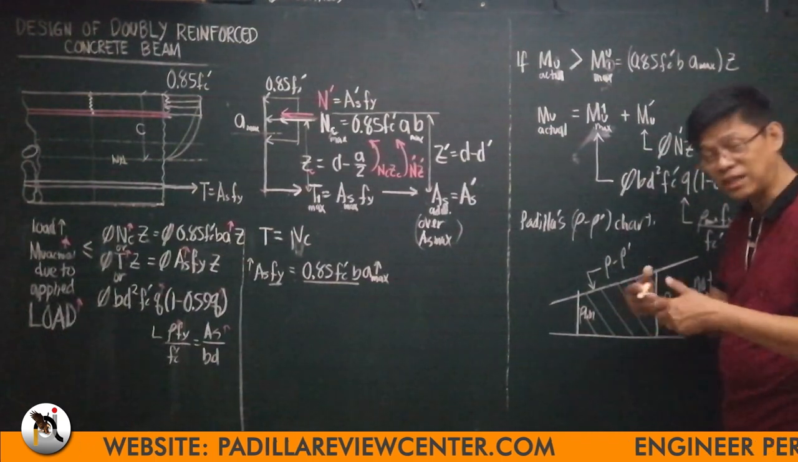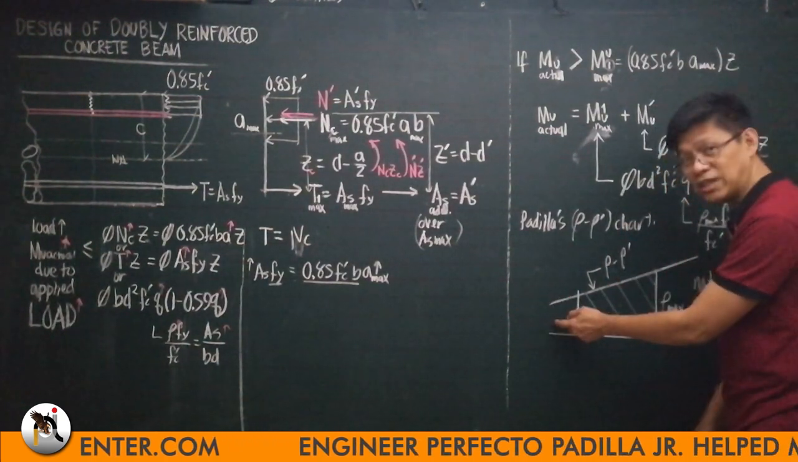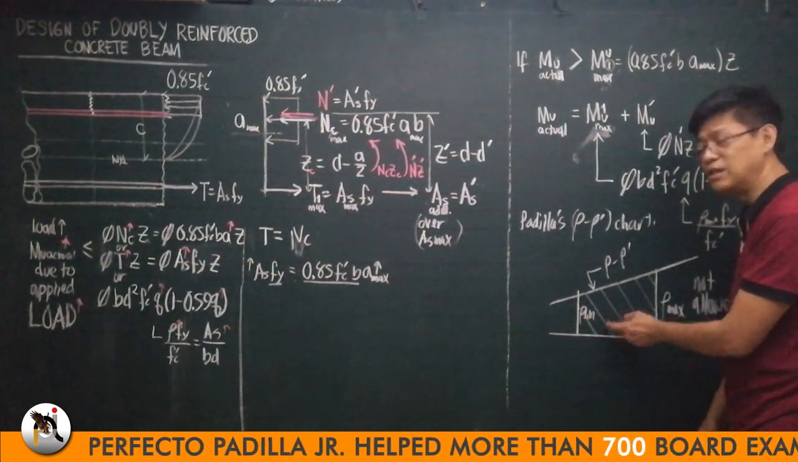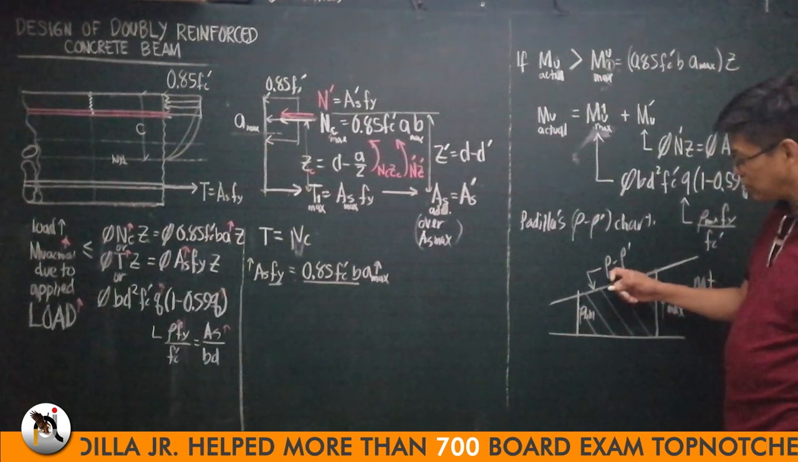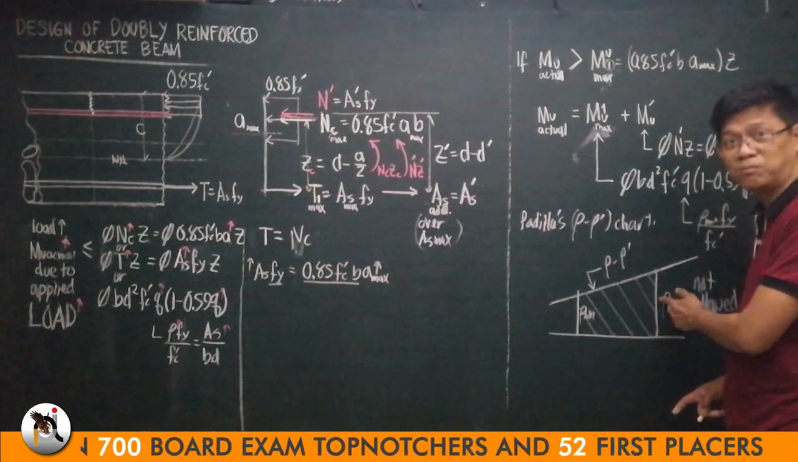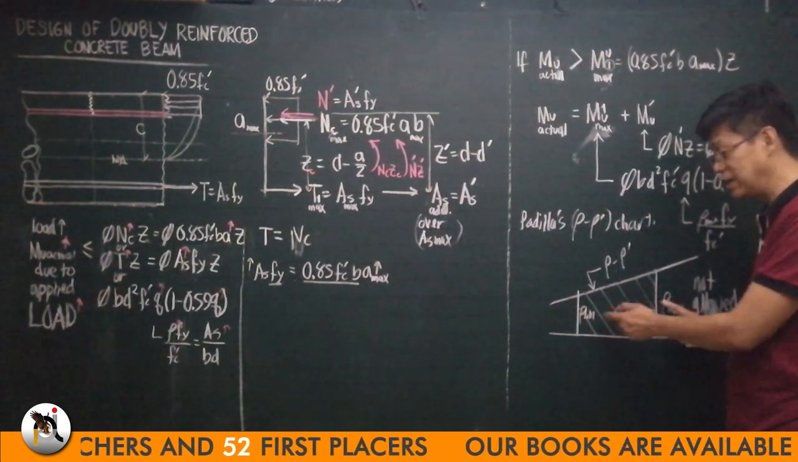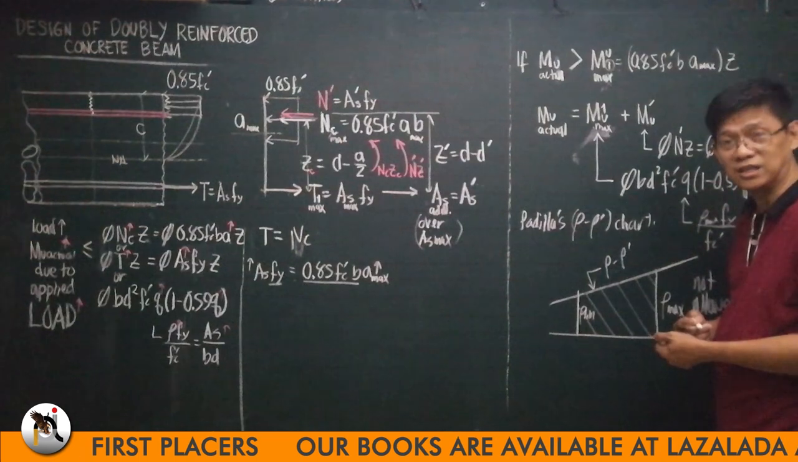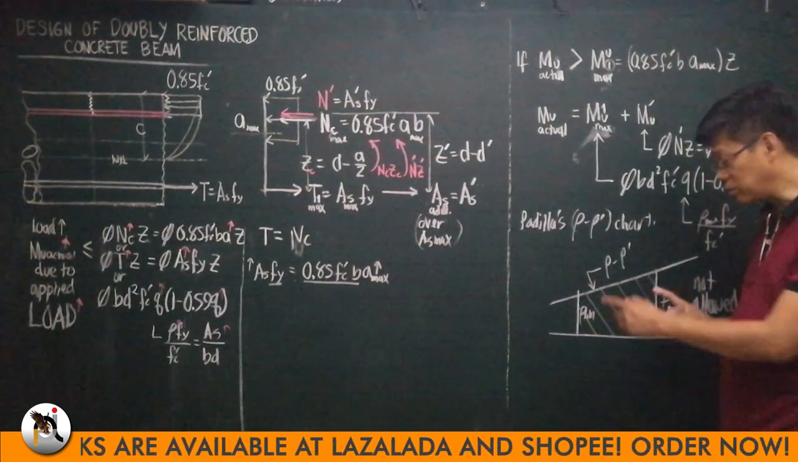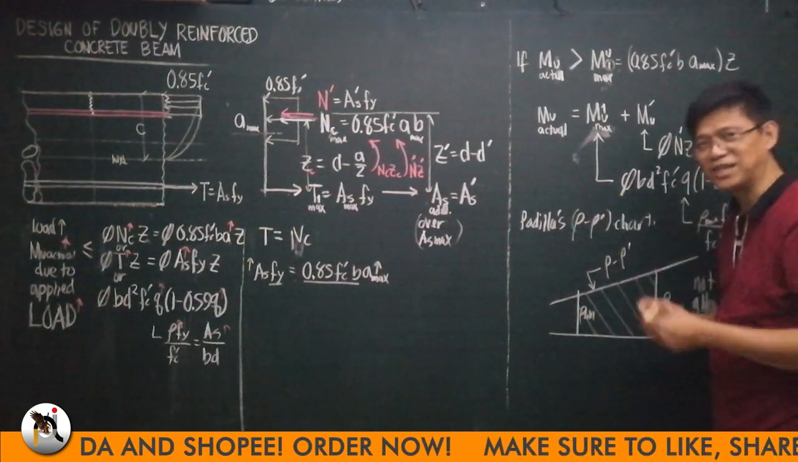Okay? But in as much as we are designing, this region is an economical zone. So this is the economical zone. So when your rho minus rho prime is between rho limiting and rho maximum, we are sure that our tension steel and compression steel yields. Even if you don't check it, it will yield. Both of them will yield. You get it? Let us have an example.